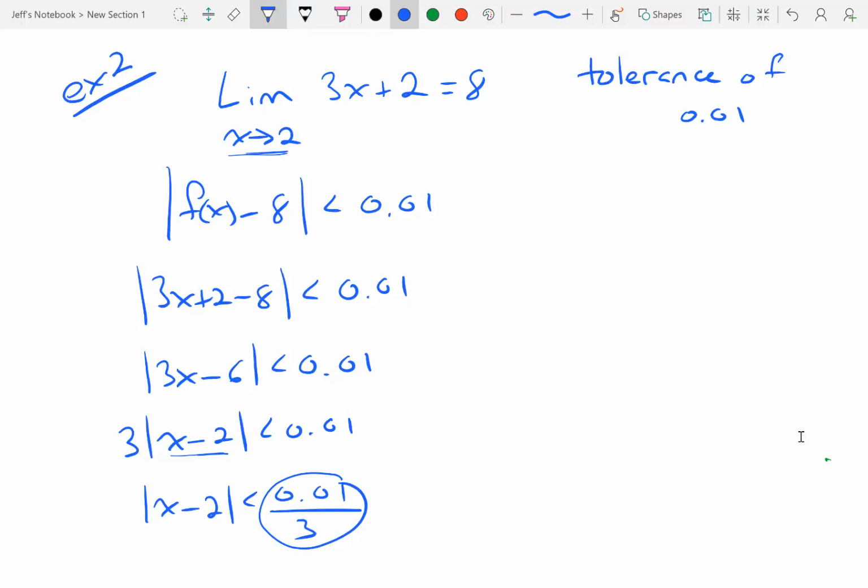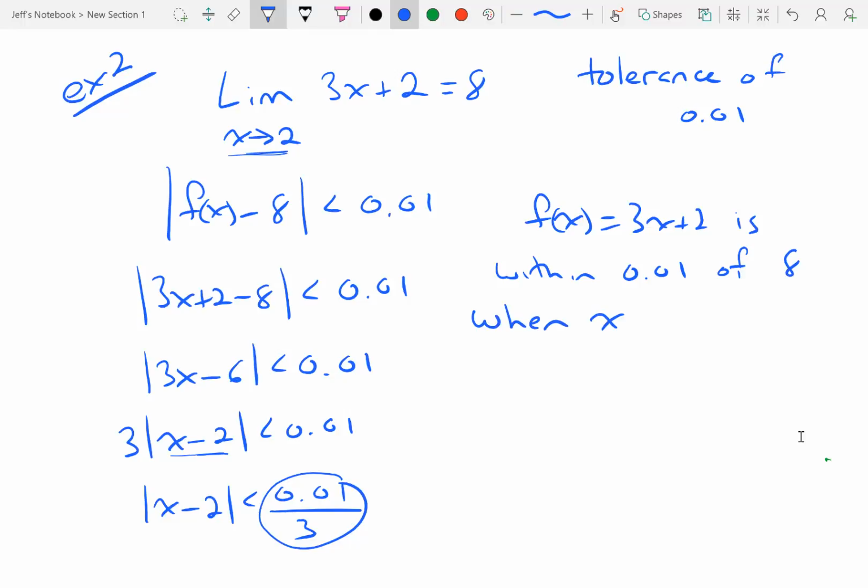So I can say that f of x equal to 3x plus 2 is within the tolerance, 0.01, of the limit 8 when x is within this tolerance that I just got, 0.01 divided by 3, of x equal to 2.